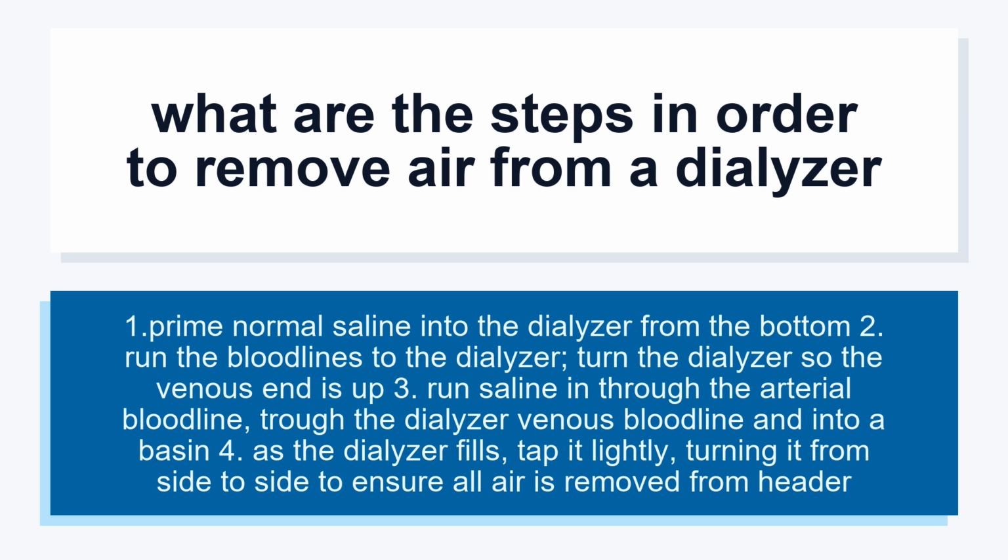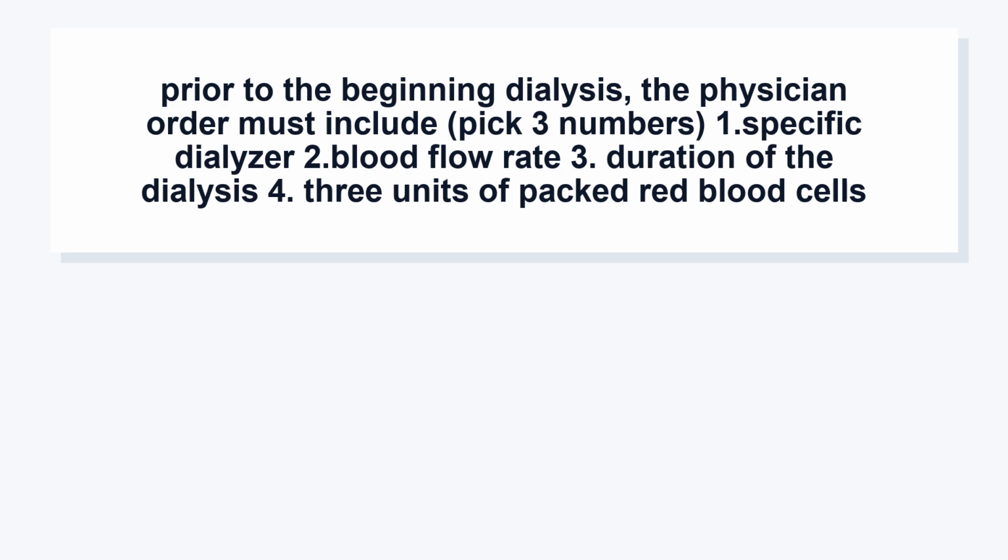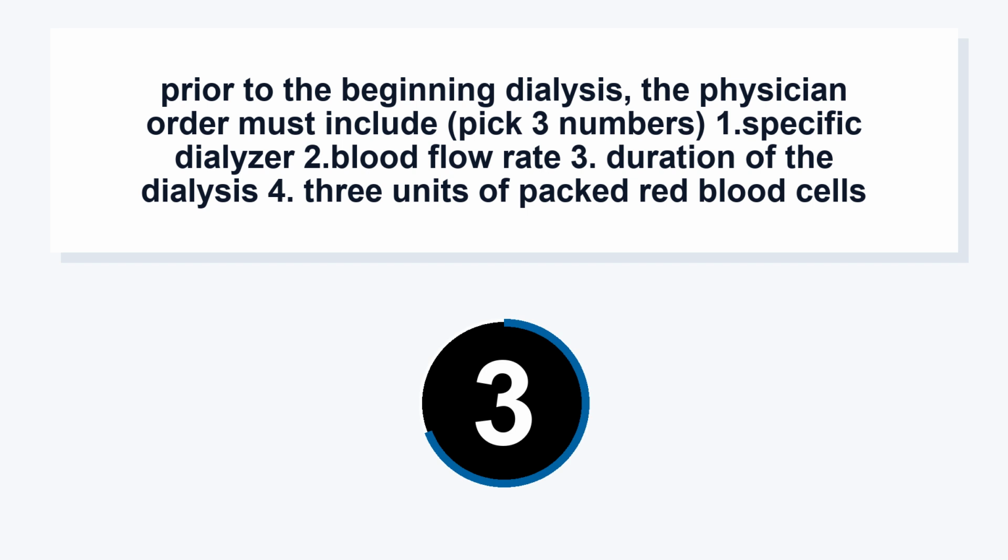Prior to beginning dialysis, the physician order must include, pick 3 numbers: 1. Specific dialyzer. 2. Blood flow rate. 3. Duration of the dialysis. 4. 3 units of packed red blood cells. 1, 2, and 3.